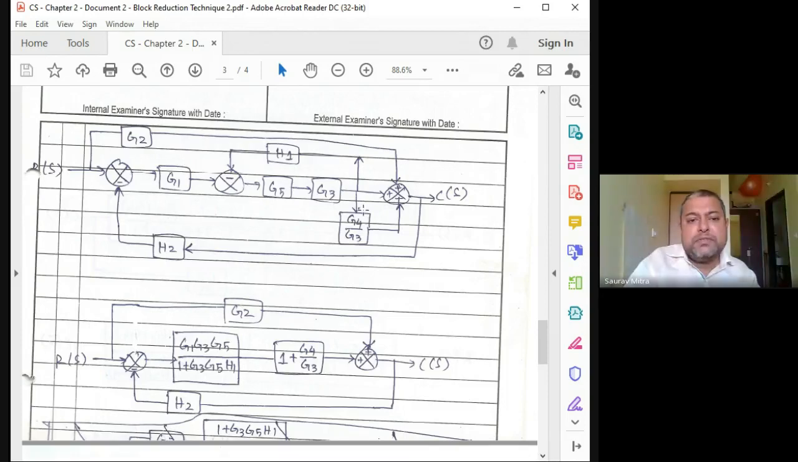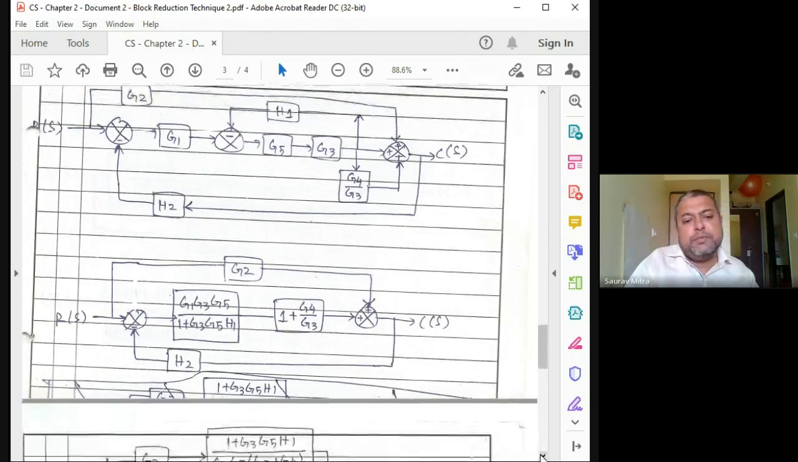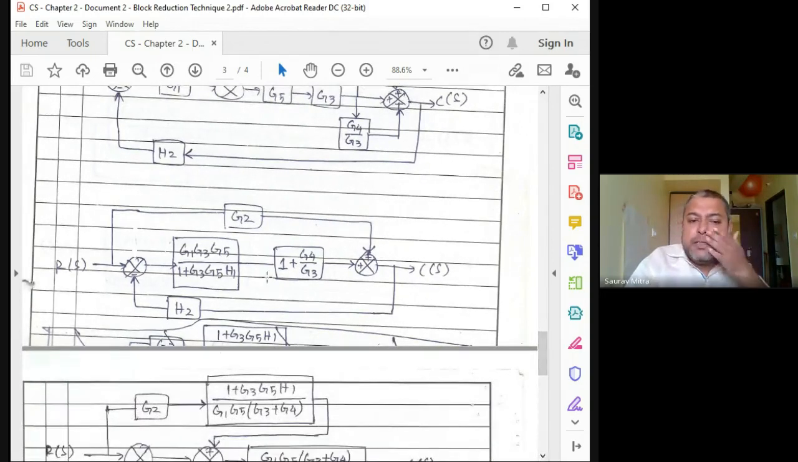So this thing is 1 plus G3 G4. This thing becomes H1 by 1 plus H1 G5 G3. That is multiplied with G1. So now these two things are here. Till now there is no problem. Now this is the path where there is no problem.